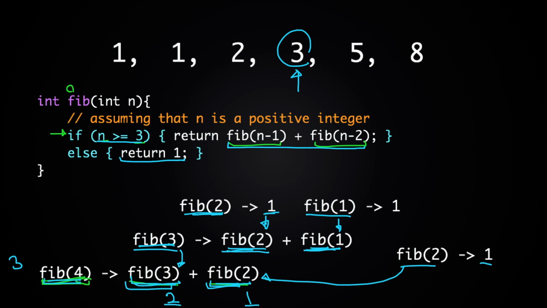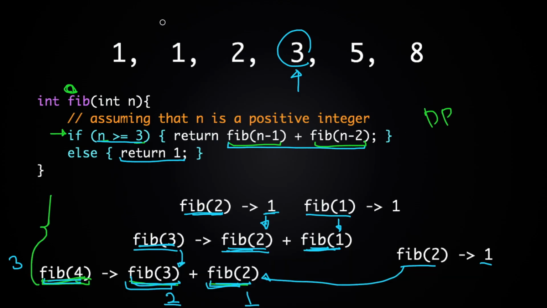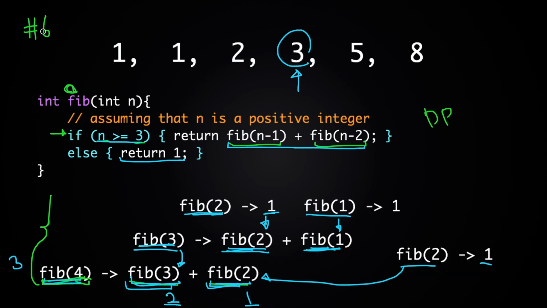Okay, so that's one way to implement this function fib. But here you might notice that it's not the most efficient way to do it. To see why it's not the most efficient way to do it and to see how you can fix it, you can just check my video about dynamic programming. Okay, and this was number 6 of my data structures and algorithms series. You can find the entire series in the description below.